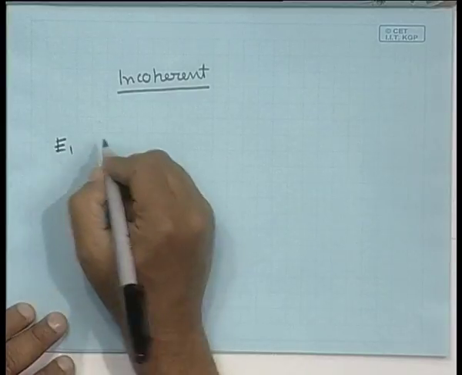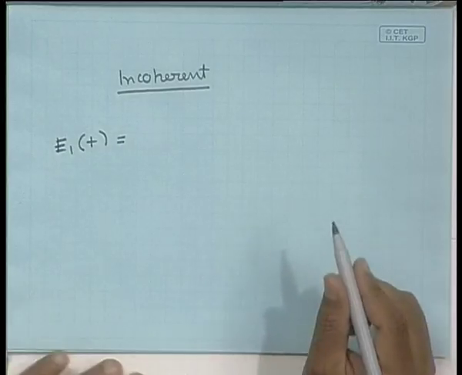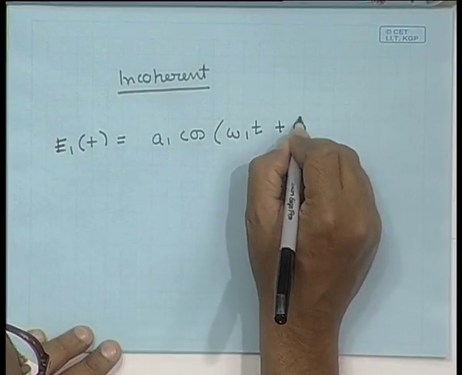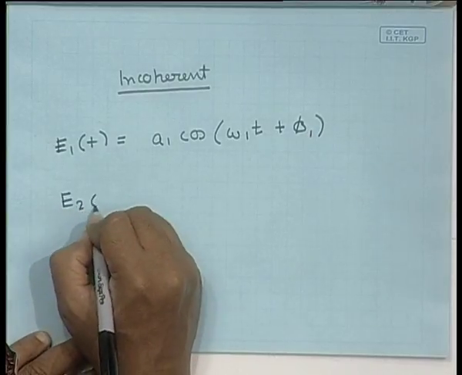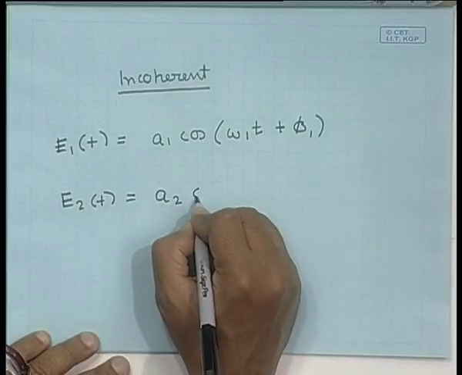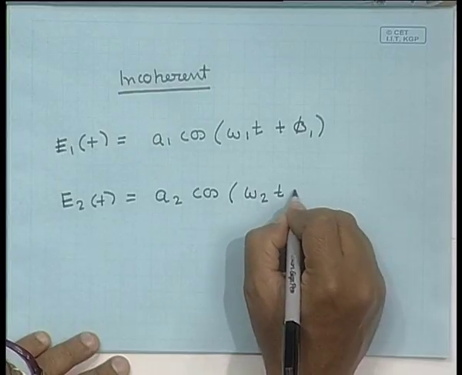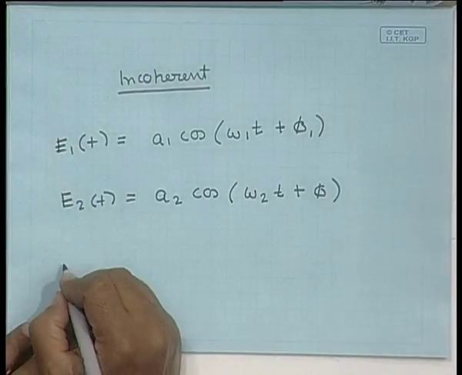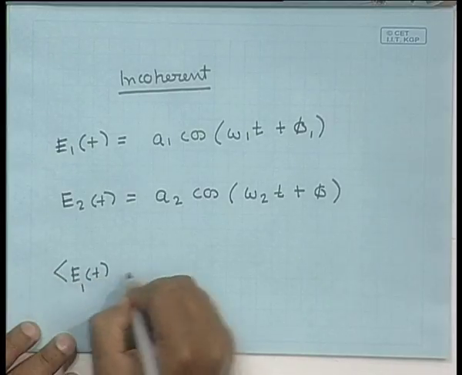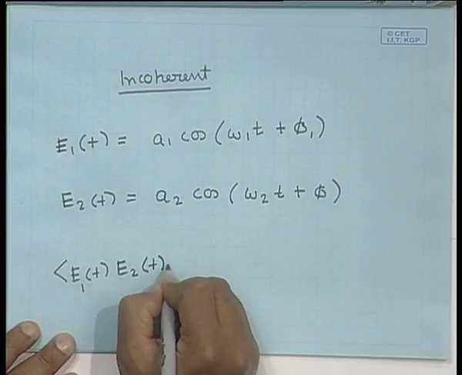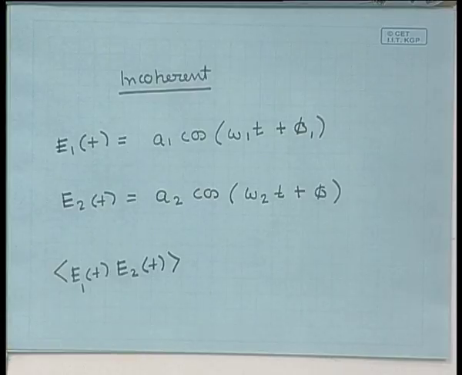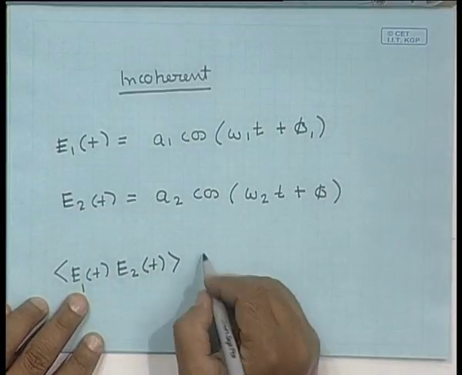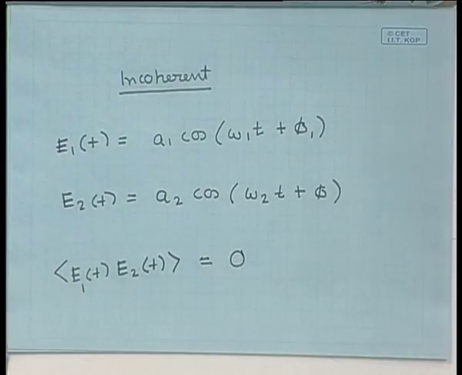So, consider E1. We are considering a situation where I have two waves which have got two different angular frequencies omega 1 and omega 2. And the quantity which we would like to calculate now is the product of E1 t and E2 t. Now, we have discussed this, that if I take E1 and E2 to be sinusoidal waves of two different angular frequencies, this product is going to turn out to be 0. So, waves of two different angular frequencies are incoherent.